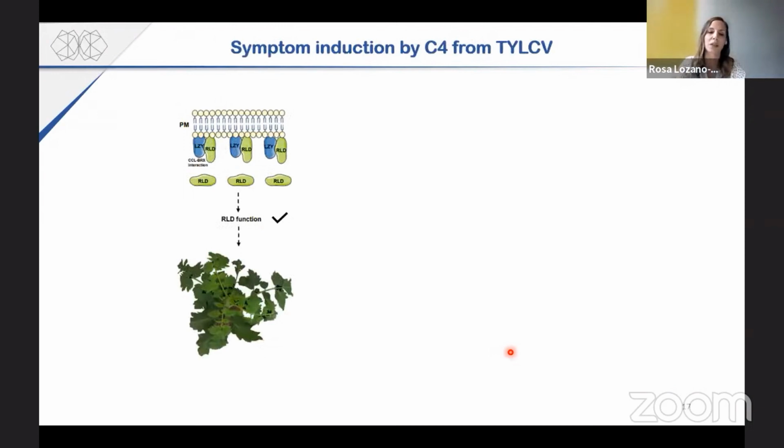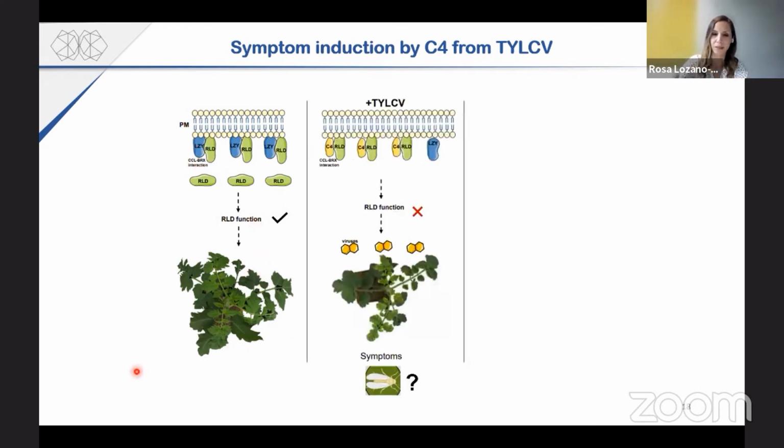So this is the model that we are working on at the moment. We think in basal conditions, the RLD proteins are interacting with their endogenous partners and performing their function in the regulation of endomembrane trafficking, and this leads to normal plant development. When the cell is infected, then the C4 protein will be recruiting the RLDs to the plasma membrane and outcompeting the endogenous interactors, and therefore the RLD function will be distorted. This will lead to the development of symptoms, and at the same time, the virus will accumulate happily. And these symptoms that appear during the infection might or might not favor insect transmission.